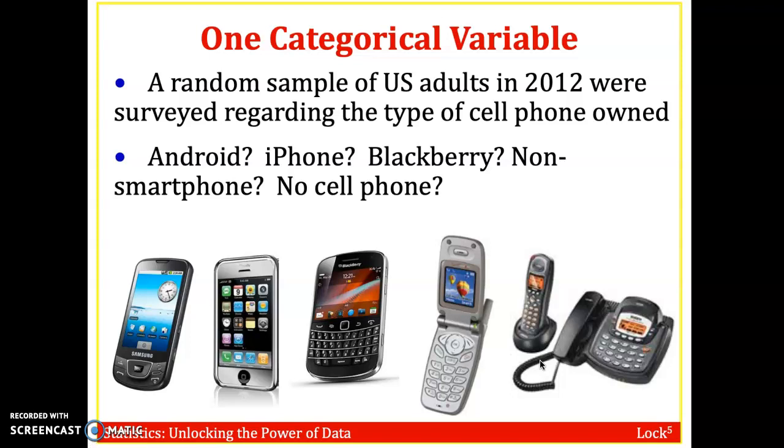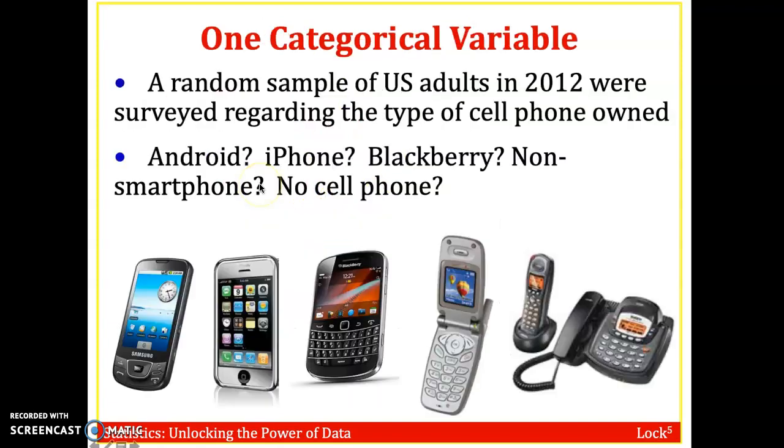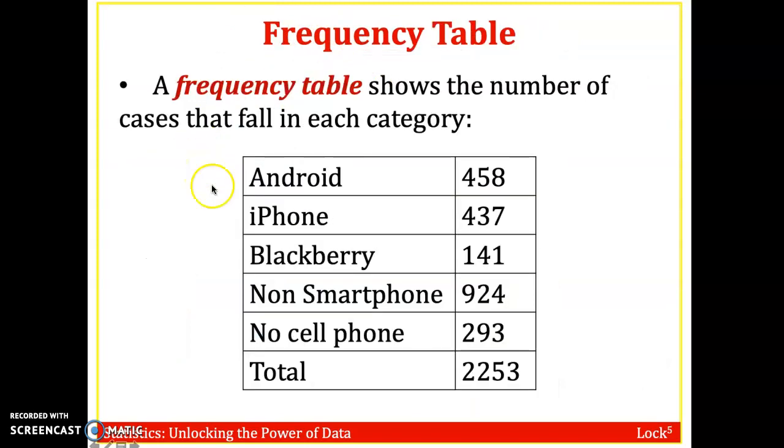So looking at one example, a random sample of US adults in 2012 were surveyed regarding what type of cell phone they used. And the options were Android, iPhone, BlackBerry, you can tell it's dated, non-smartphone, such as a flip phone, or no cell phone. All right, here are the results given in a frequency table. So the frequency table just is what it says. It gives a frequency of all of these outcomes. Notice right here, this is one categorical variable, because if you were given this question, your response would be one of these categories. It wouldn't be one of these numbers.